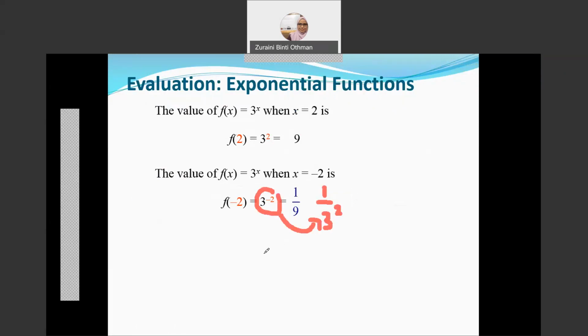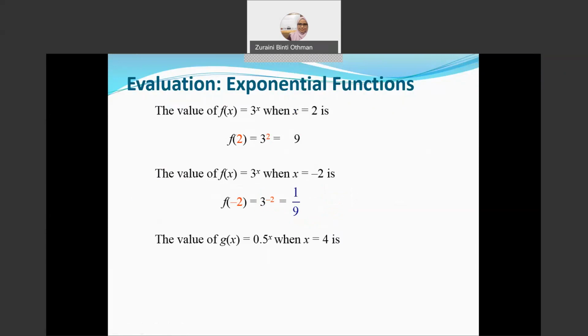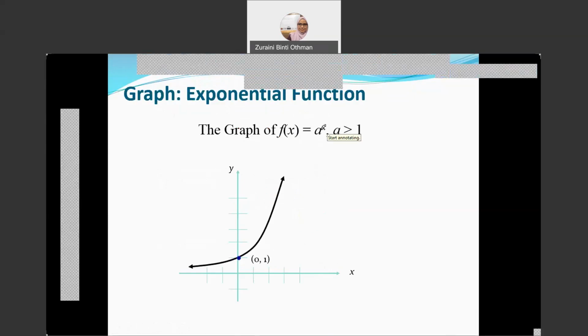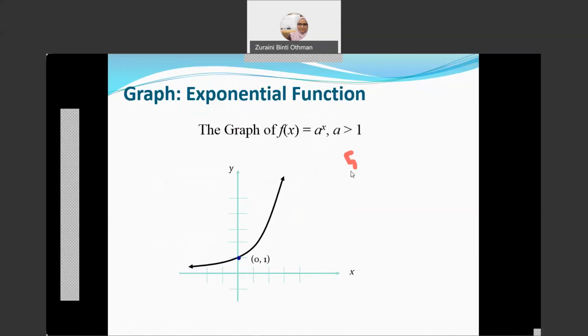Okay, so next is the value of g(x) equals 0.5 power of x. Then for x is equal to 4, just replace 0.5 power of 4. Okay, then we get 0.0625. Okay, this is the exponential function graph. Then bentuk dia sama. Kalau 5 kuasa x ke, 6 kuasa x ke, eksponen kuasa x ke, dia akan bersilang dekat y sama juga dengan 1 ni, titik ni. Okay, so bentuk dia sama. Dia akan dapat satu graph increase macam tu.